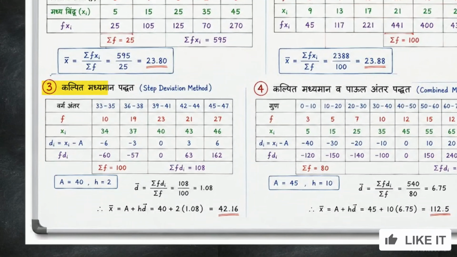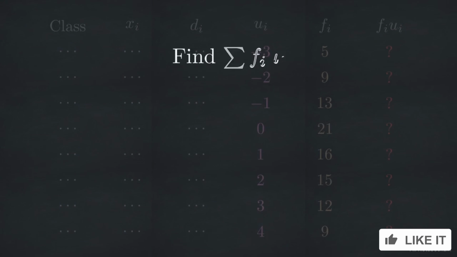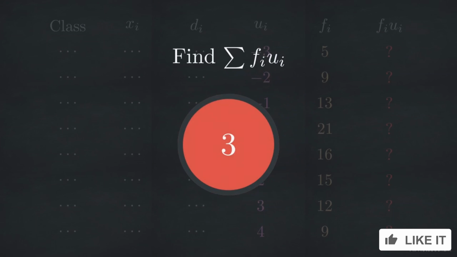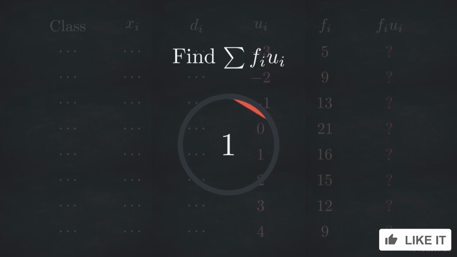But what happens if even those deviations are too unwieldy? We can shrink the data one more time using the step deviation method. As shown in this third table, we divide those deviations by the class size, which we represent as h. Since our classes step up by 2 each time, our h is 2. Now it's your turn. Grab your notebook, pause the video, and multiply the frequencies by these new u values. See if you can calculate the final sum on your own.